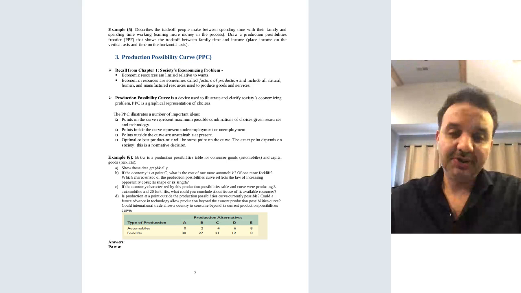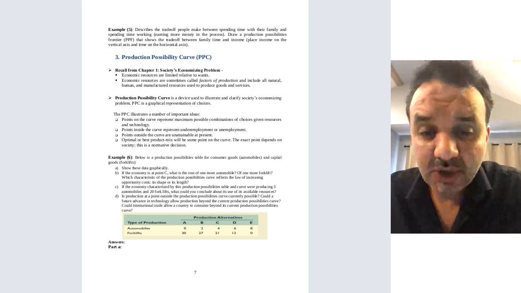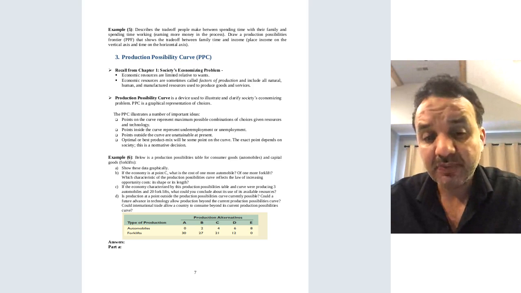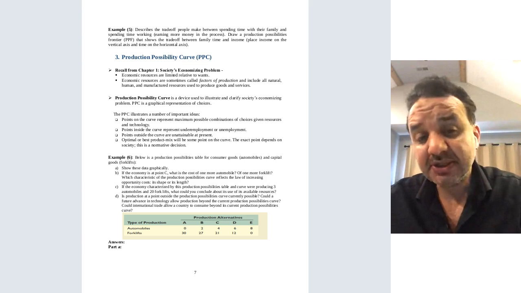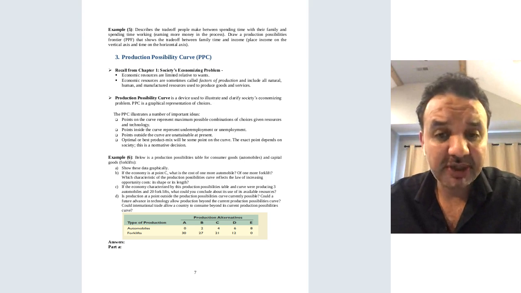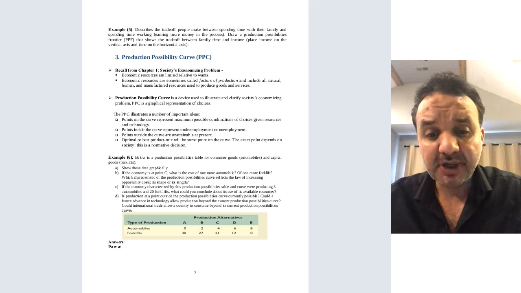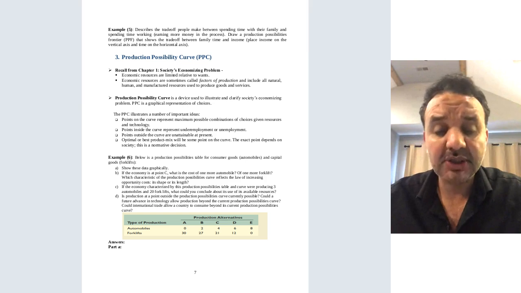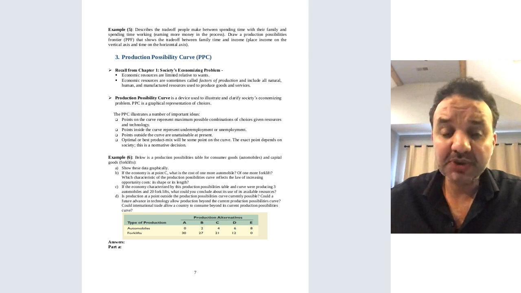Hello, everybody. So now let's see what we mean by production possibility curve, or what is called PPC. PPC is similar to the budget line, which I explained in the previous video. So PPC is going to be the same. The only difference is that the budget line is used for individuals.